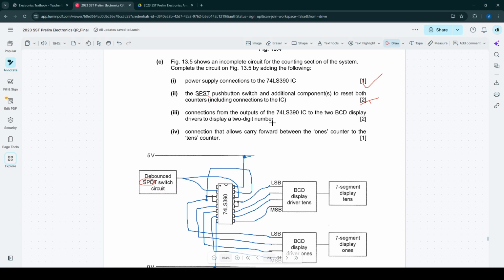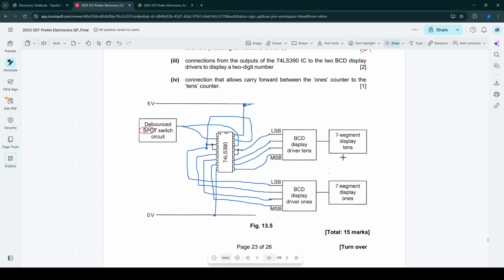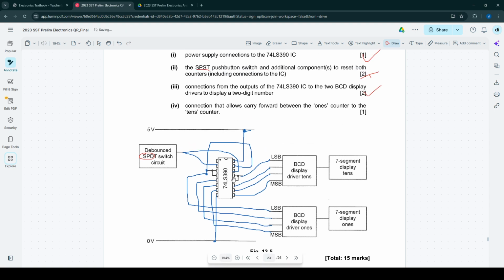Connections from the outputs of this to the two of them. This will display 10s, yes. This will be A, B, C, least significant. Yeah, this is right. And this is right, yes. Connection that allows carry forward between the 1s to the 10s.